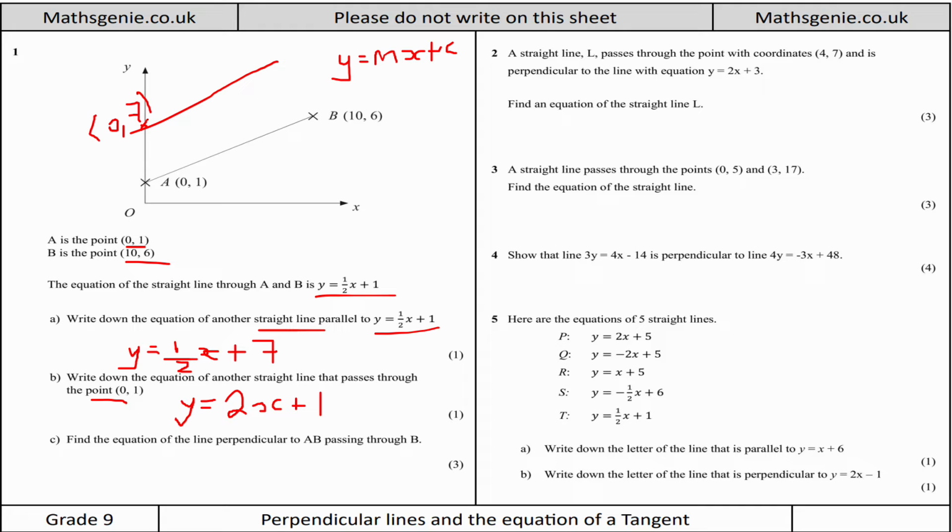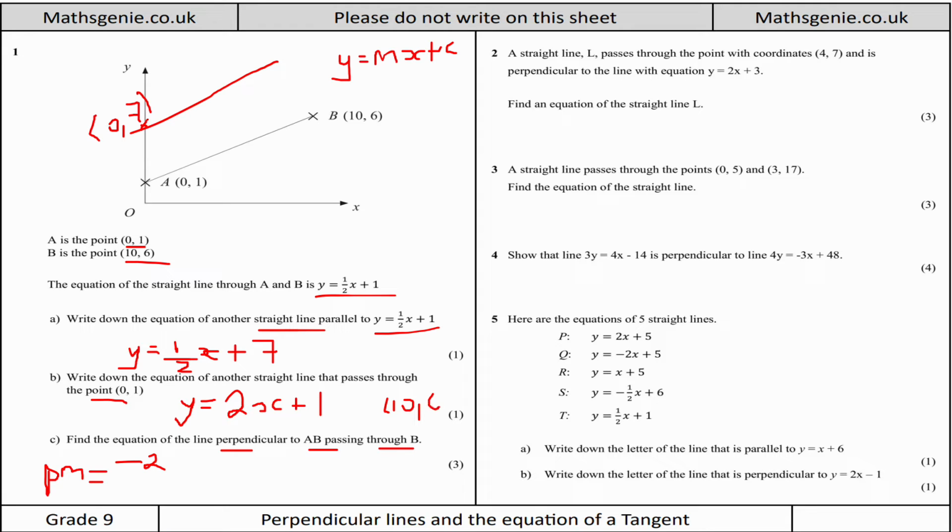Part C, find the equation of the line perpendicular to AB passing through B. So a perpendicular gradient is the negative reciprocal of my current gradient. Currently it's equal to a half. The negative reciprocal of a half becomes minus 2. So it's minus 2, and it's perpendicular, through B. So it passes through the point (10, 6).